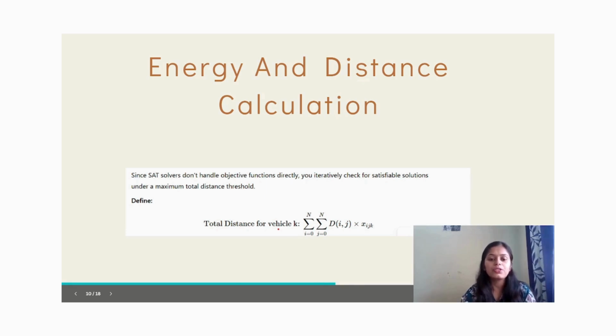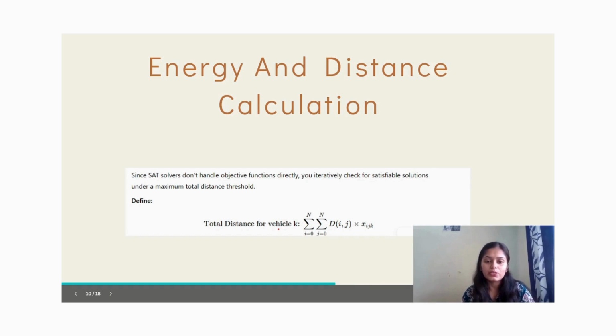In SAT formulation, we encoded variables like xijt for whether vehicle i travels from node j to node t, and Eit for vehicle energy at time t. Then we wrote logical constraints in DIMACS CNF format to be passed to a SAT solver. For example, if a vehicle travels from node j to t, its remaining energy at t must be at least 15% of the total capacity, or it must visit a charging station before proceeding.